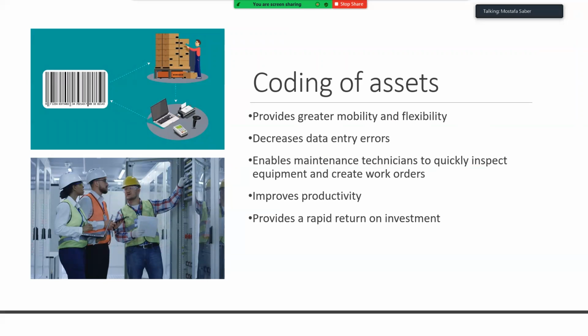It also enables the maintenance technicians to quickly find problems, inspect which equipment it is, and get the relevant information that they need to perform their work in a better way. It improves the productivity of your team, and it gives you a quick return on investment. So it's really such an important way of coding things and making sure that everything is organized. You know how many assets you have in such a building you want to maintain, and where the location of each and every asset in such a building or property is.